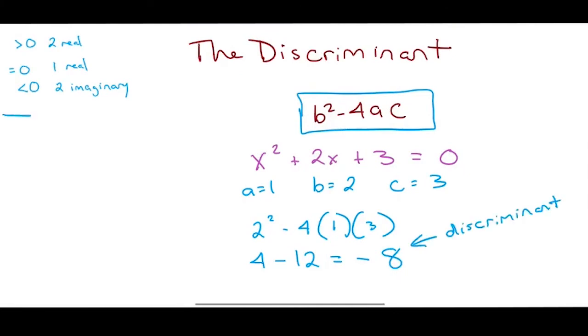And I look up here in my chart and I see that if my discriminant is less than 0, which negative numbers are less than 0, that means there are two imaginary solutions. And that's how you use the discriminant to find the number of solutions of an equation.